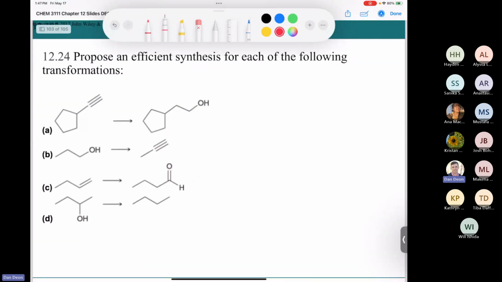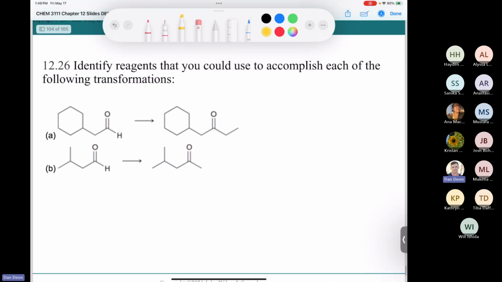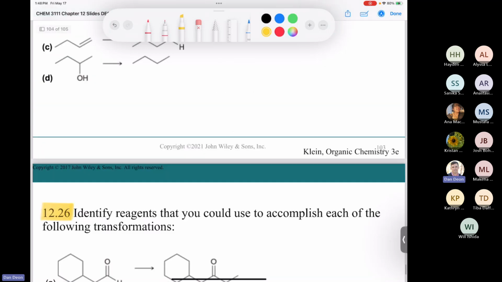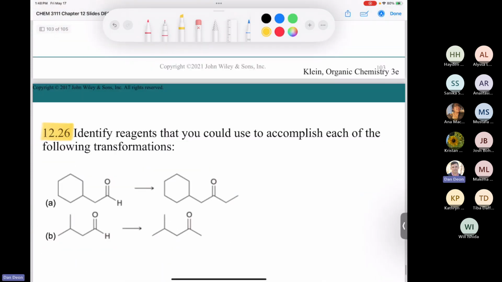So with that in mind, I know we haven't gone that far. I guess we've been on for about 45 minutes. I'd like to take a short break and give you all a chance to try 12.24. So I want everybody to get a piece of paper out. I want you to try 12.24 and 12.26. Okay, so 12.24, and then I want you to try 12.26.